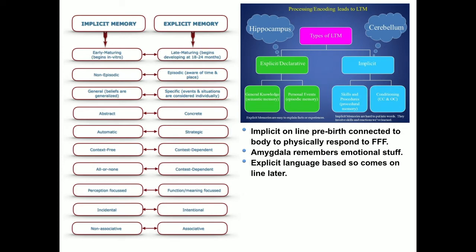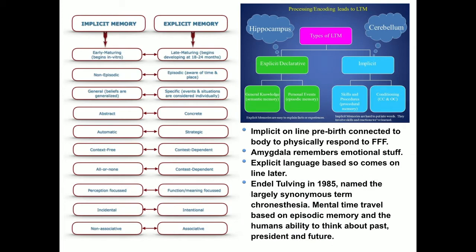Explicit language-based comes on later. So this is just that hippocampal part of the brain. So that comes later. Again, really interesting, some research that is doing the rounds at the moment based on something called chronicity. What we do know now is, as human beings, we may be quite unique in the fact that we can exist in the now, because we all exist in the now.